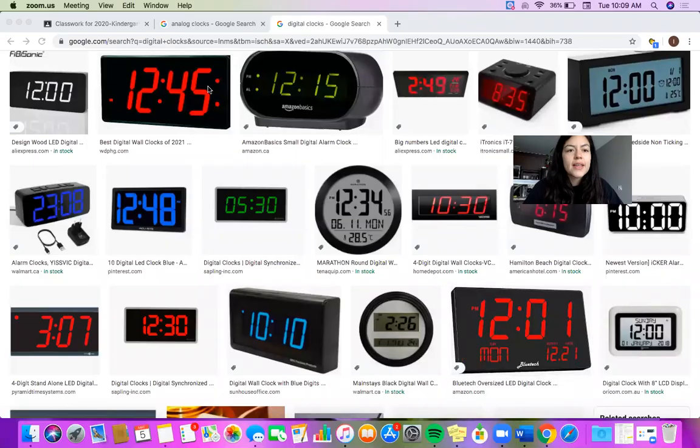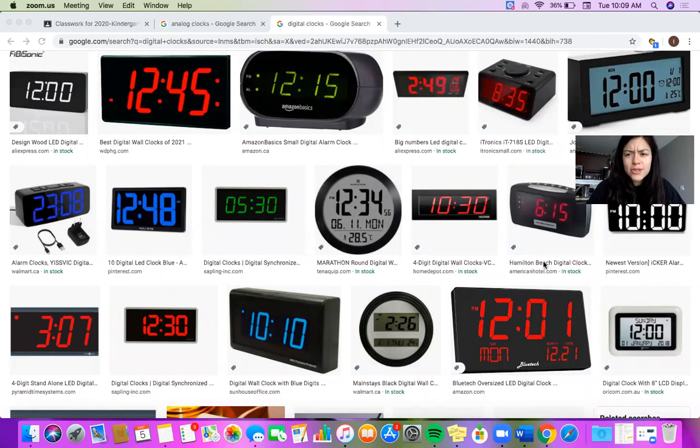Today, we're not only going to talk about analog clocks, and we're not only going to talk about digital clocks. We're going to be talking about both of them and kind of comparing them as we go along. So let's start our lesson by taking a look at a bunch of different analog and digital clocks. Here on this page, what kind of clocks do you see?